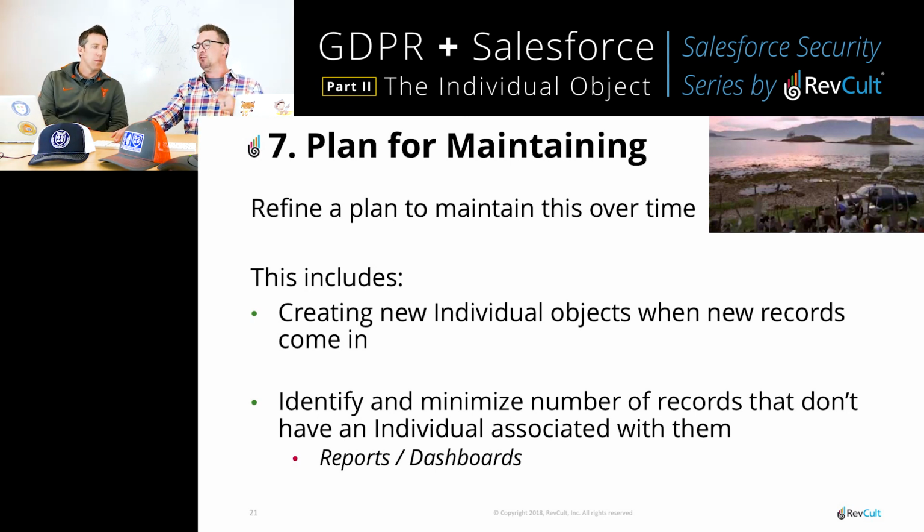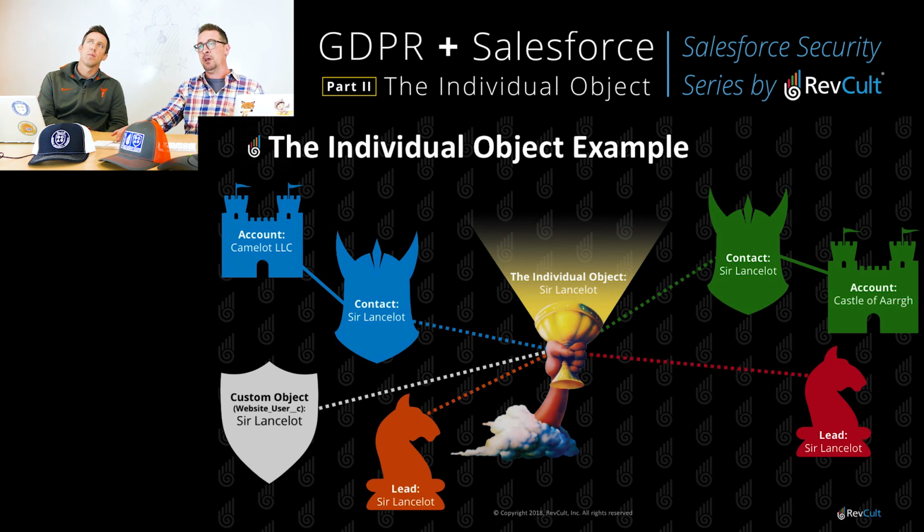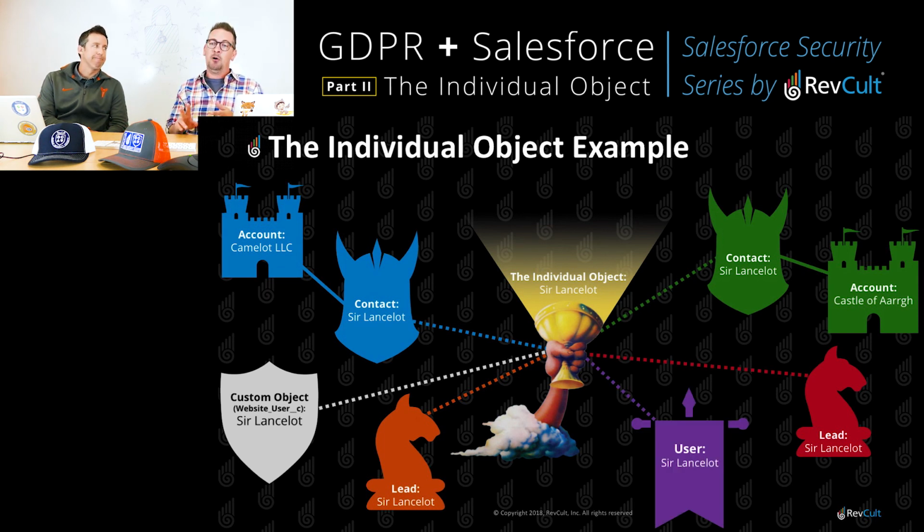And this slide has 2 key points. The first one is new data pops up all the time. Now Sir Lancelot works for us, right? But the other key point here is a lot of people forget that users are people. Users are data subjects, right? So there's a very good chance that Sir Lancelot may leave your organization at some point, and you may have to address requests for portability and things like that. So don't forget about the user object.